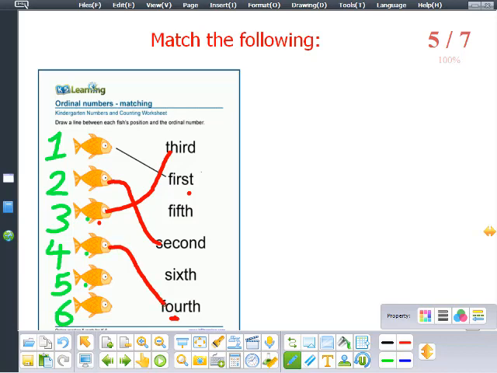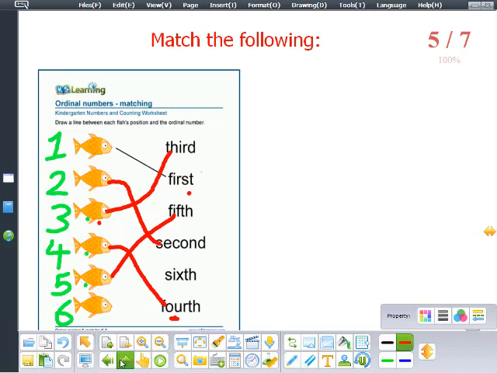What about number 5? We said we call it what? Fifth. Where is fifth here? Here it is. This is fifth. Is it easy? So number 1, we call it first. Number 2, we call it second. 3, third. 4, fourth. And 5, fifth.